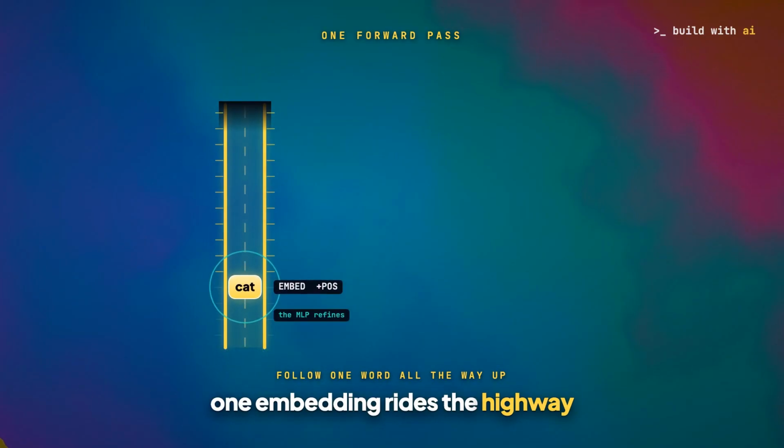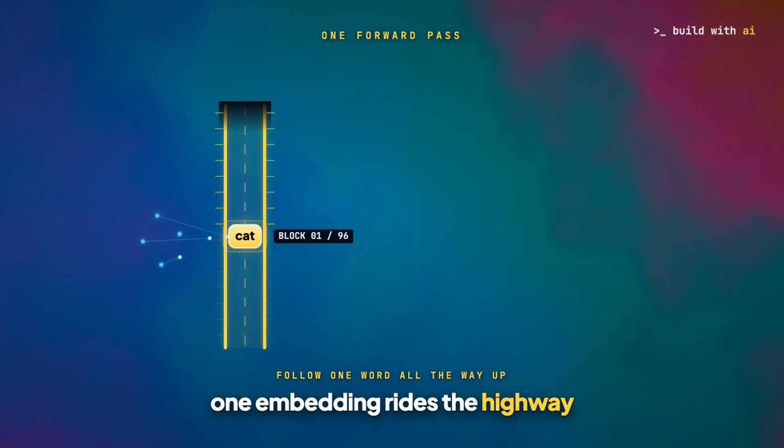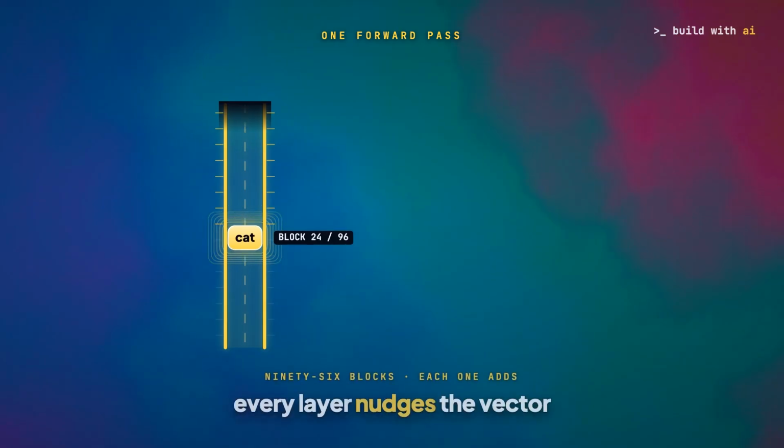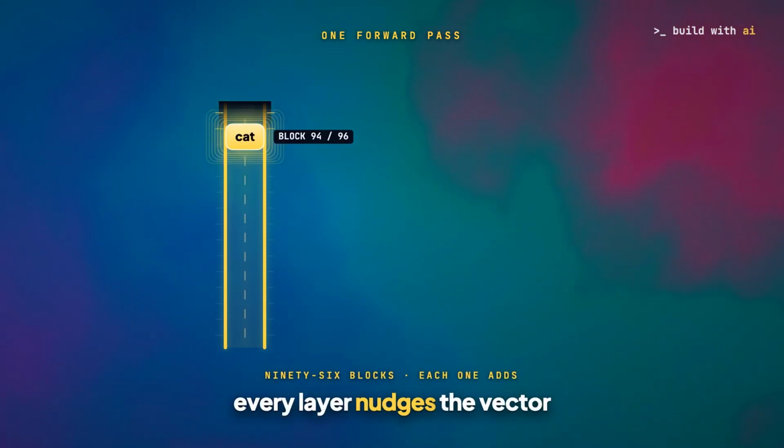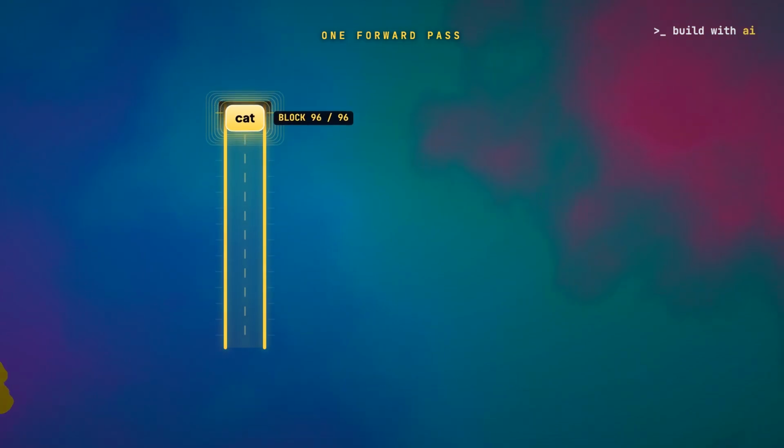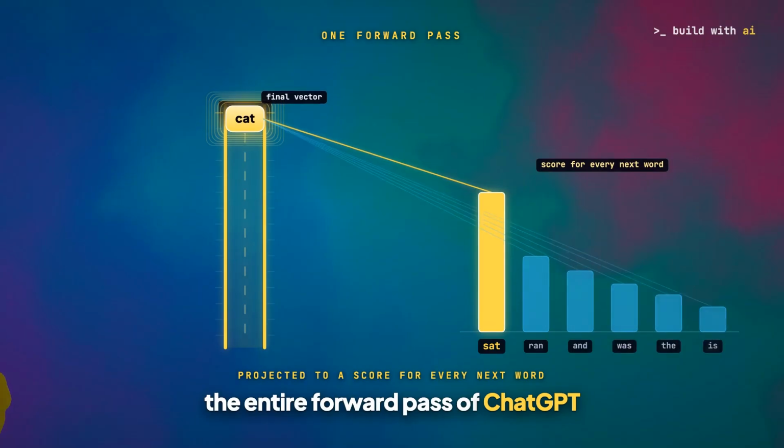Let's follow one word all the way through. It starts as an embedding, a vector, placed on the highway, with its position added in. Block 1, attention gathers context, the MLP refines, both added back. Block 2, the same again. 96 times, each layer nudging that vector a little closer to a decision. At the very top, the final vector is projected out to a score for every possible next word. That is the entire forward pass of ChatGPT.